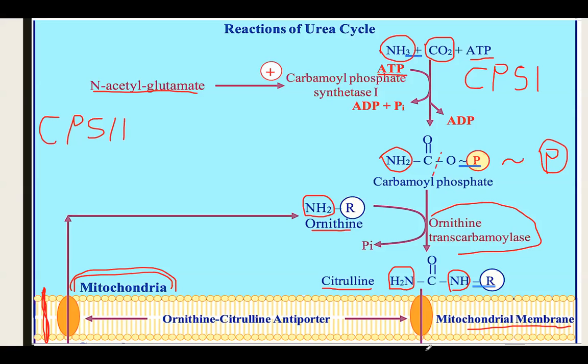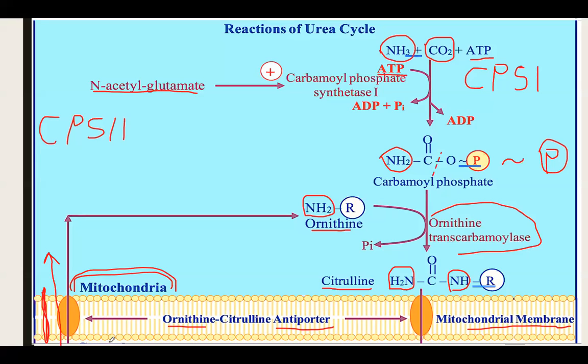So the first two reactions occur in the mitochondria, okay? This is a transporter which allows citrulline to cross the membrane and go from the matrix outside to the cytosol in exchange for ornithine. Ornithine will come from the cytosol and enter the mitochondrial matrix. So citrulline will go out of the mitochondrial matrix and ornithine will enter. This process occurs simultaneously, so it is called antiport. Antiport means two molecules run in opposite directions. Citrulline goes outside the mitochondria. Ornithine crosses and enters the mitochondria.